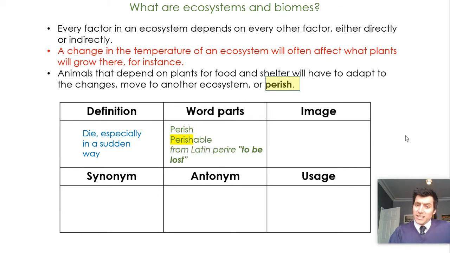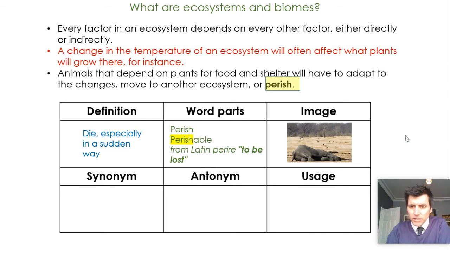It stems from the word perire, which is a Latin word meaning to be lost. Okay, so to be lost means to go, to die. And that's what happens if something perishes. This elephant, I believe, has perished. So we see it's no longer alive. It's died quickly. It's not died over a gradual period of time. We assume it's either been hurt by a poacher or it maybe has had an accident.